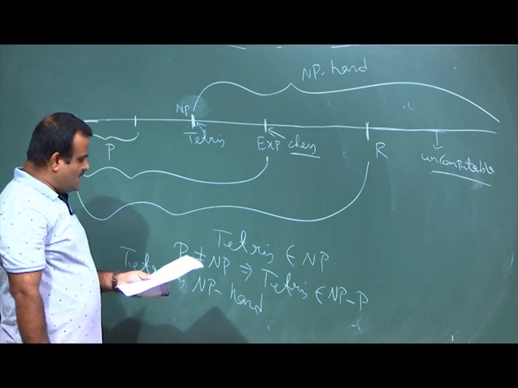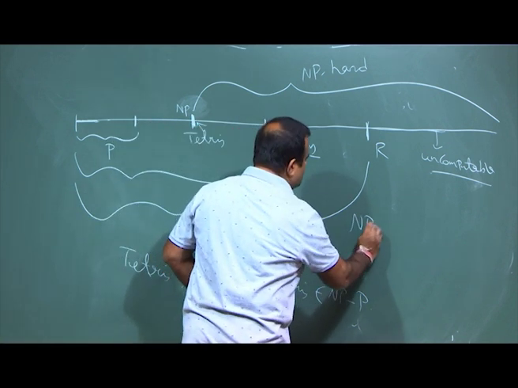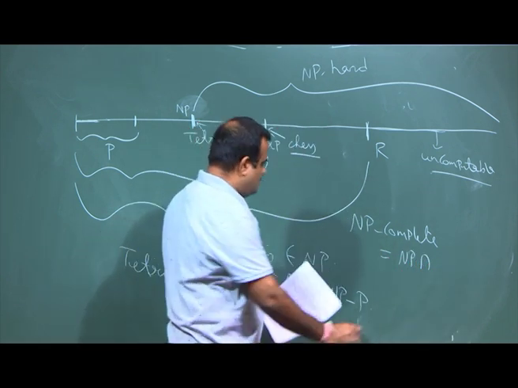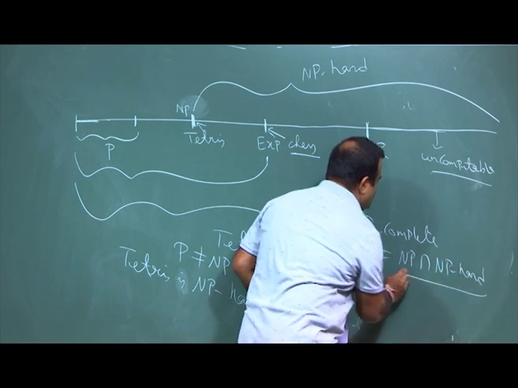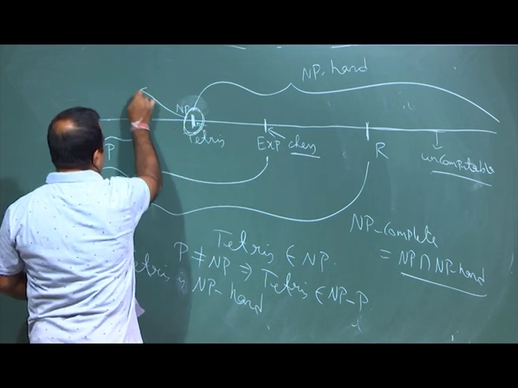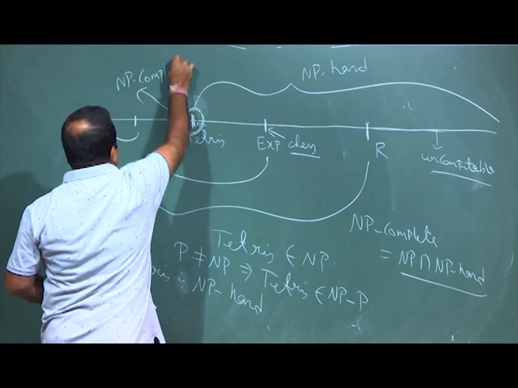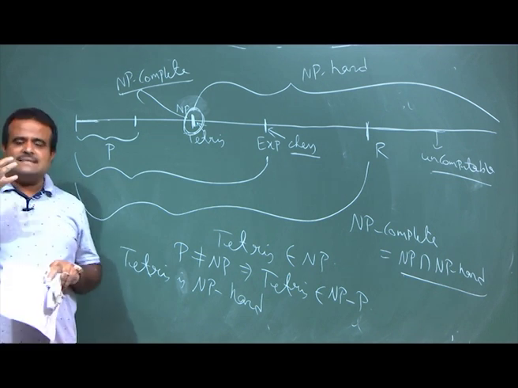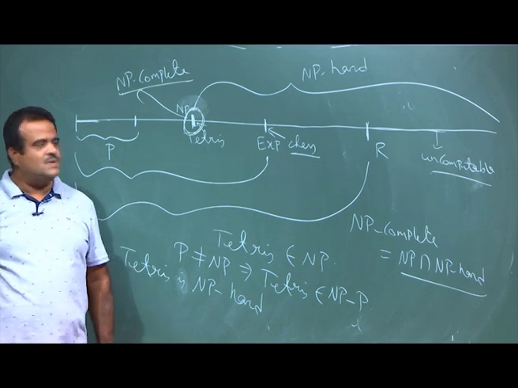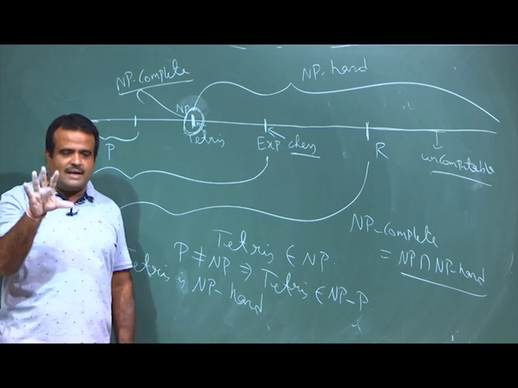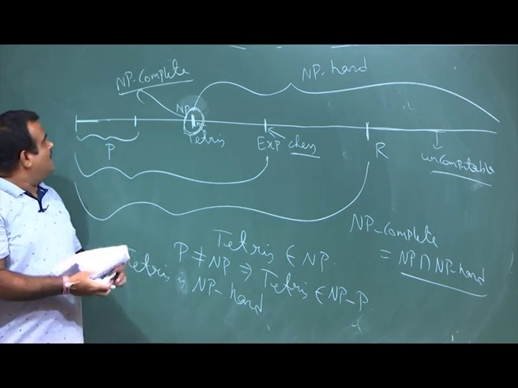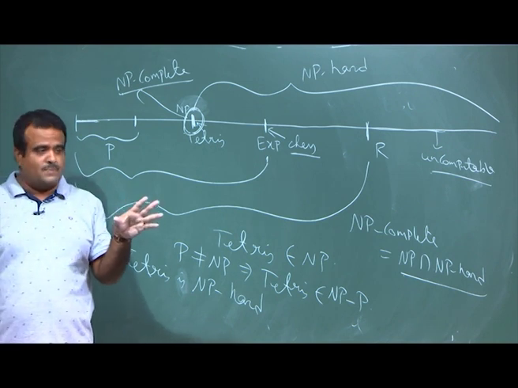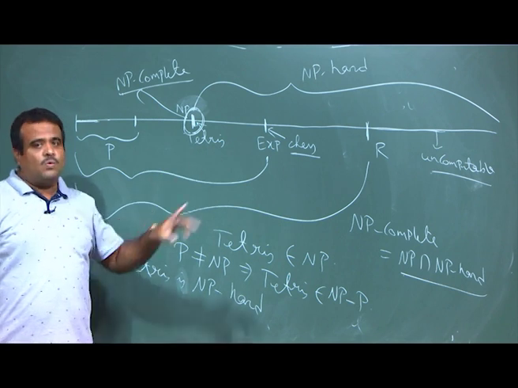And then we have seen that NP complete means NP intersection NP hard. This is NP complete. This is the collection where these are NP problems, but they are as hard as any given NP problem. So, these are all NP complete problems, and Tetris is one example of an NP complete problem. There are many NP complete problems. Tetris is one of these examples.